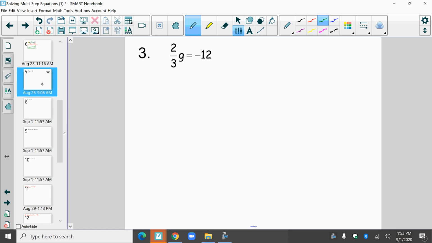How is 2/3 attached to the G? G is what we're solving for. The 2/3 is attached to the G by multiplication. So how do you get rid of that? You are going to divide. When you divide by 2/3, you are actually multiplying by the reciprocal. So we're going to multiply by 3/2 on both sides. That means that the 3's cancel out and the 2's cancel out, and I'm left with G.